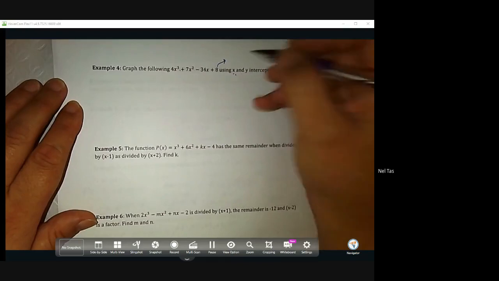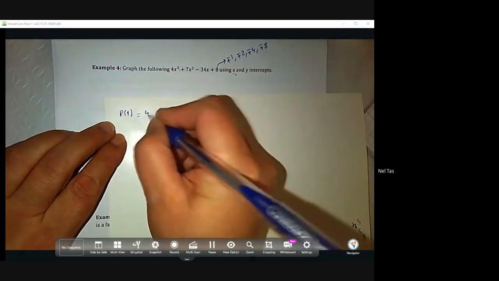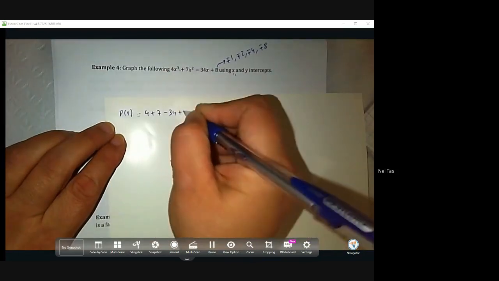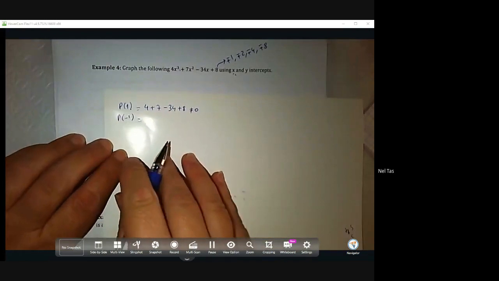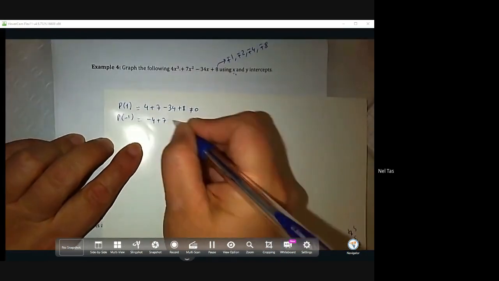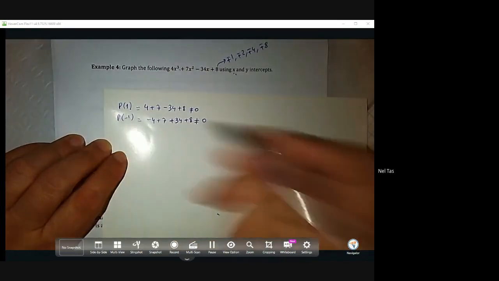Then we look at the last number, constant. We find the factors of that number. So plus and minus 1, plus and minus 2, plus and minus 4, plus and minus 8. Then we start trying here. So I'm going to substitute 1. 4 plus 7 minus 34 plus 8. This is not equal to 0. So try negative 1. So we have negative 4 plus 7 plus 34 plus 8. This is also not equal to 0.